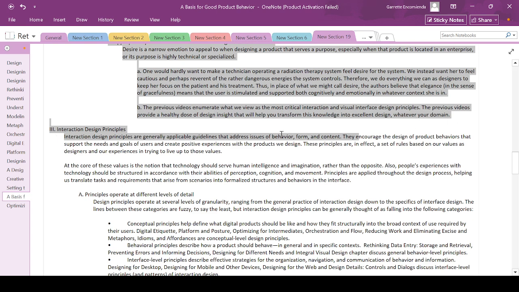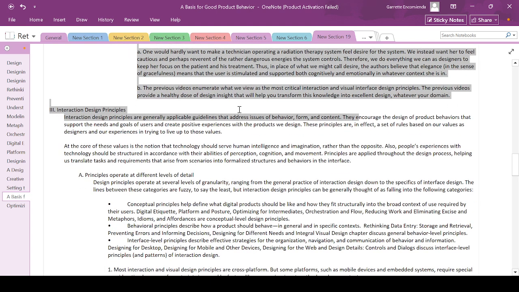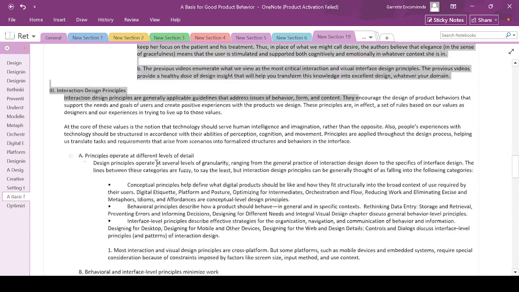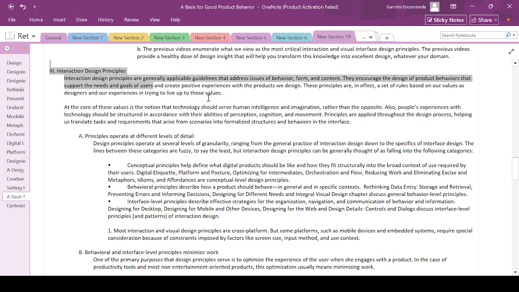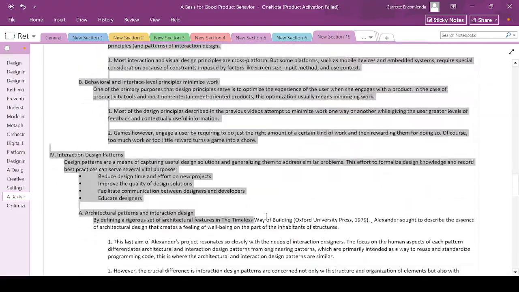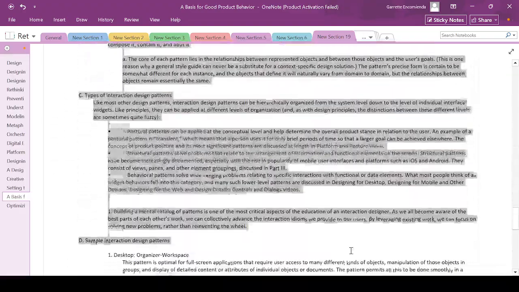The previous video provided a healthy dose of design insight that will help you transform this knowledge into excellent design, whatever your domain. So we start with research based on users, and then use design principles and then patterns, which we are going to look at in this overview.